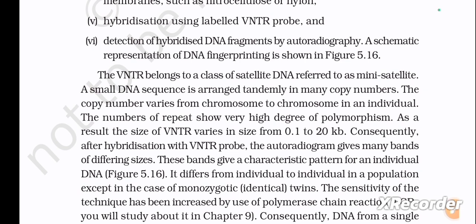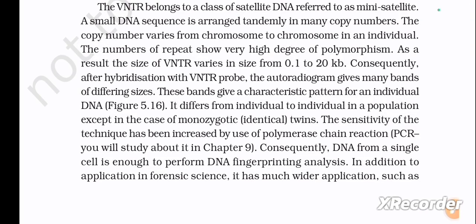Consequently, after hybridization with the VNTR probe, the autoradiogram gives many bands of differing sizes. These bands give a characteristic pattern for an individual's DNA, figure 5.16. It differs from individual to individual in a population except in the case of monozygotic or identical twins.